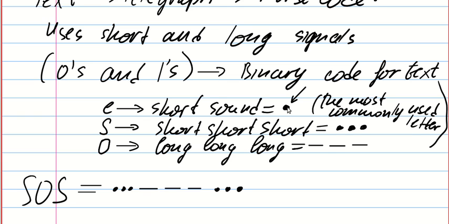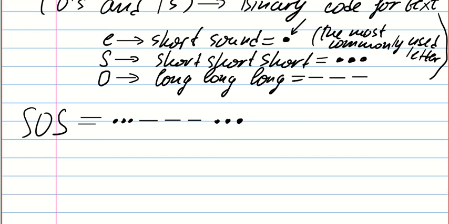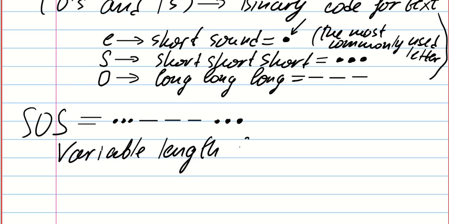This teaches us that for some letters we use 1 bit of information, but for some letters we use 3 bits of information. So we use different lengths for different letters. So this would be called variable length codes. And that's what we want to focus on a little bit right now.